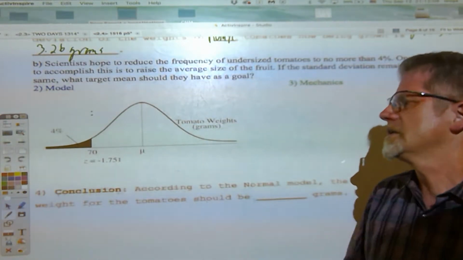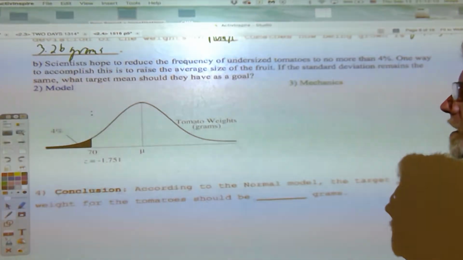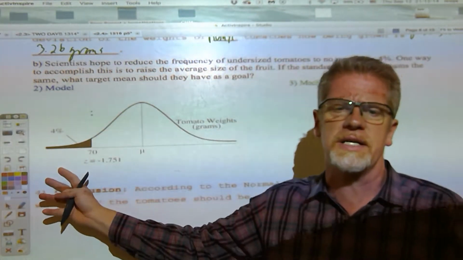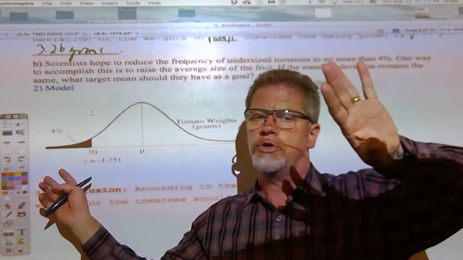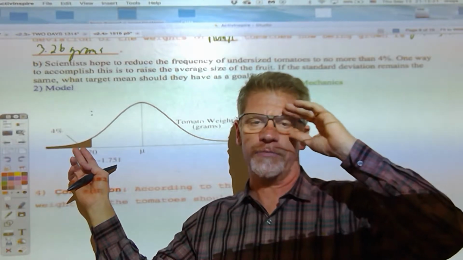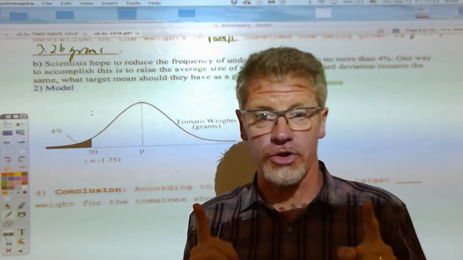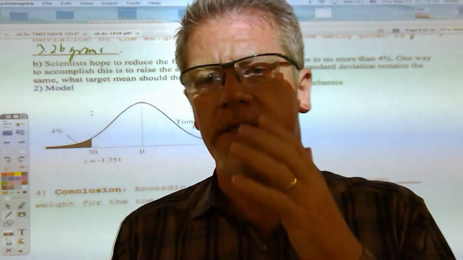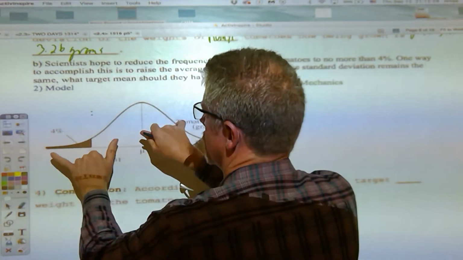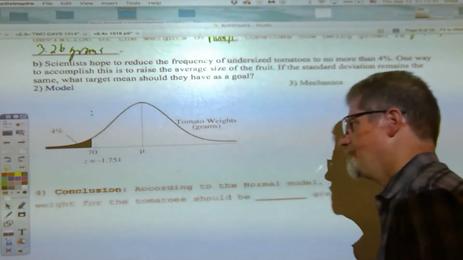What's going on? Scientists are hoping to reduce the frequency of undersized tomatoes. They don't like 11% undersized. Too many get thrown away. We want to change it from 11% to only 4% that are too small. And so the strategy is going to be to take the bell curve and shift it to the right.